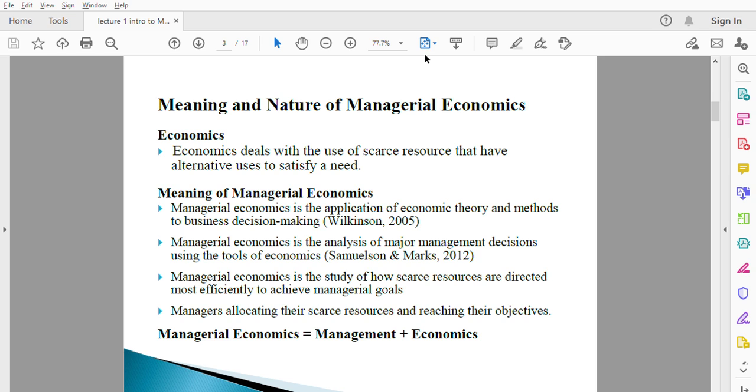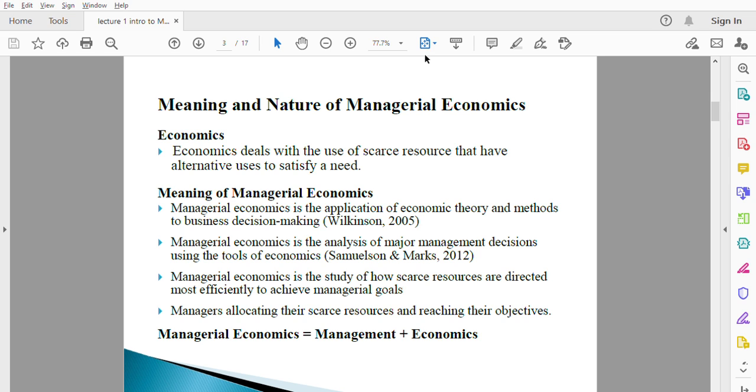Now, a number of people have defined managerial economics. Wilkinson 2005 defined managerial economics as the application of economic theory and methods to business decision making. So when you did economics, if you do remember, there are a number of theories you learned: demand and supply, consumer behavior, price theory, and all other theories in economics. So when you apply these economic theories and methods to business decision making, it is managerial economics.